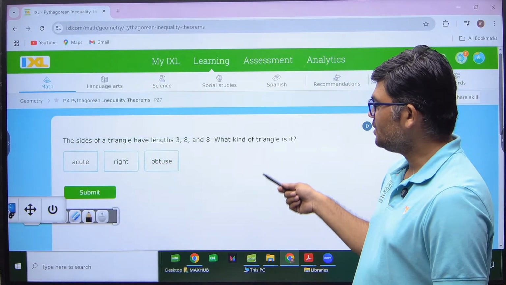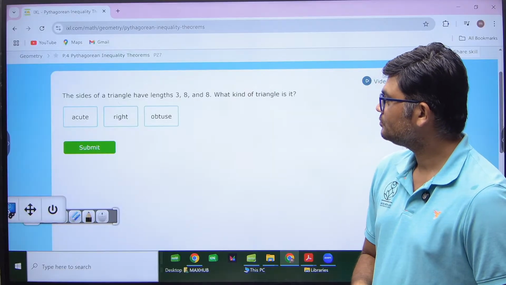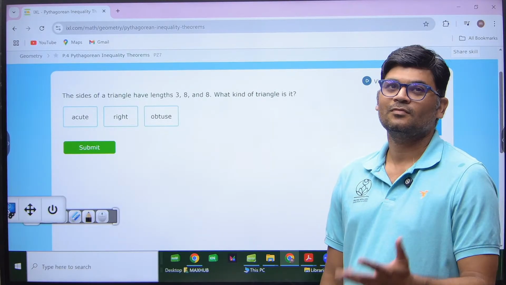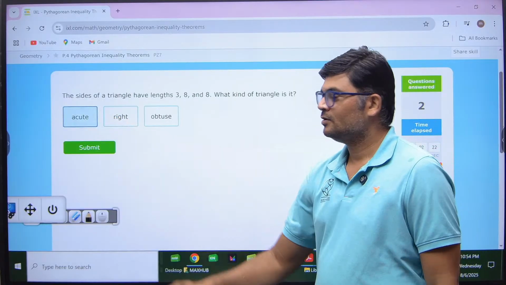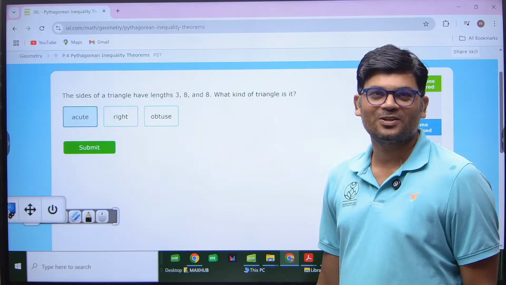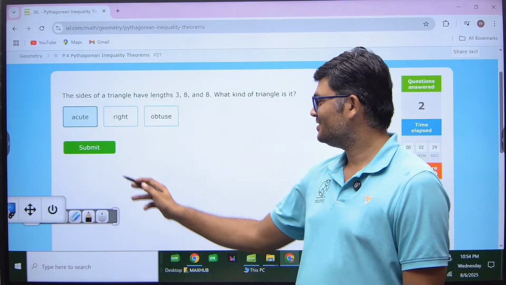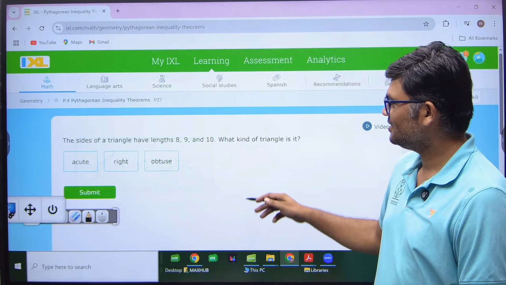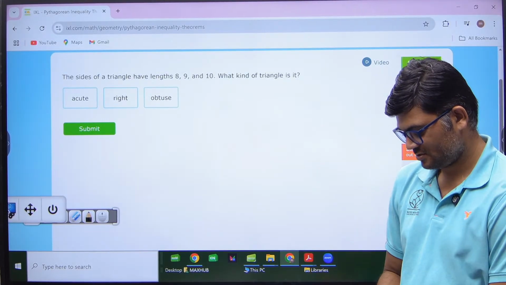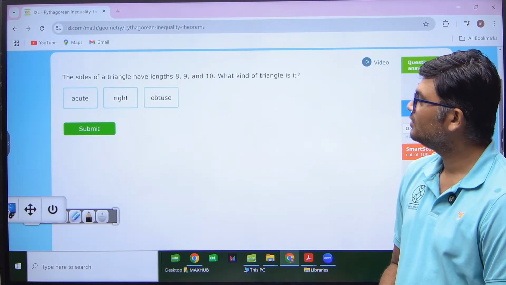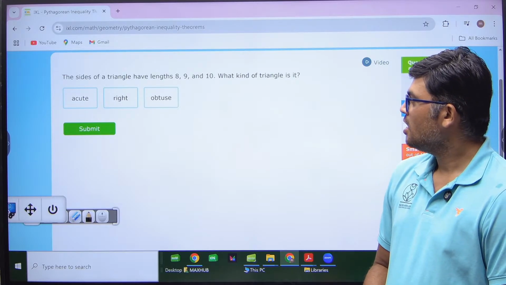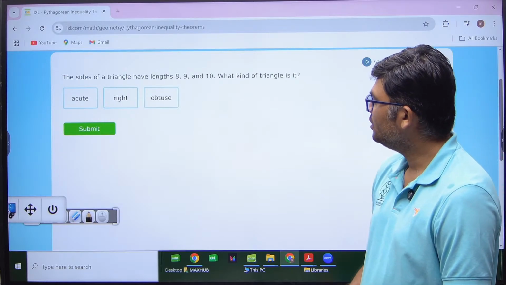Now let me see if you can do this. 3, 8 and 8. It is obviously acute, because 3 squared plus 8 squared is anyway going to be more than 8 squared. Next, 8, 9 and 10. It's going to be acute. Acute, yes.